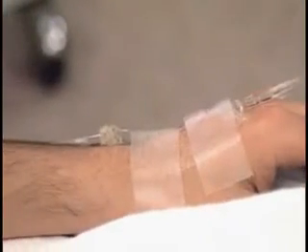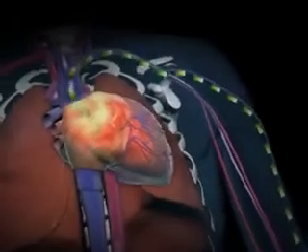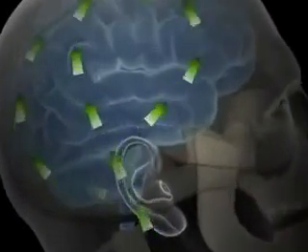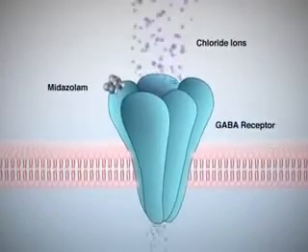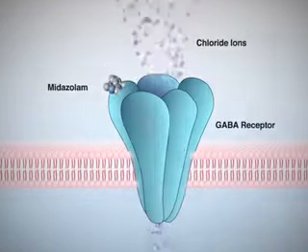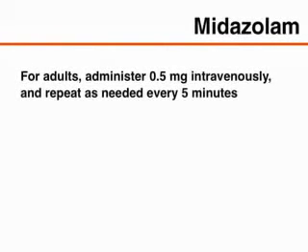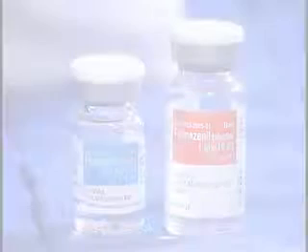Midazolam is a potent benzodiazepine that may be administered intravenously. Its action on gamma-aminobutyric acid, or GABA receptors in the brain, causes anxiolysis and amnesia. Clinically effective doses for sedation vary widely. It is important to titrate the drug to the desired effect. For adults, a dose of 0.5 milligrams can be administered intravenously and repeated as needed every 5 minutes.